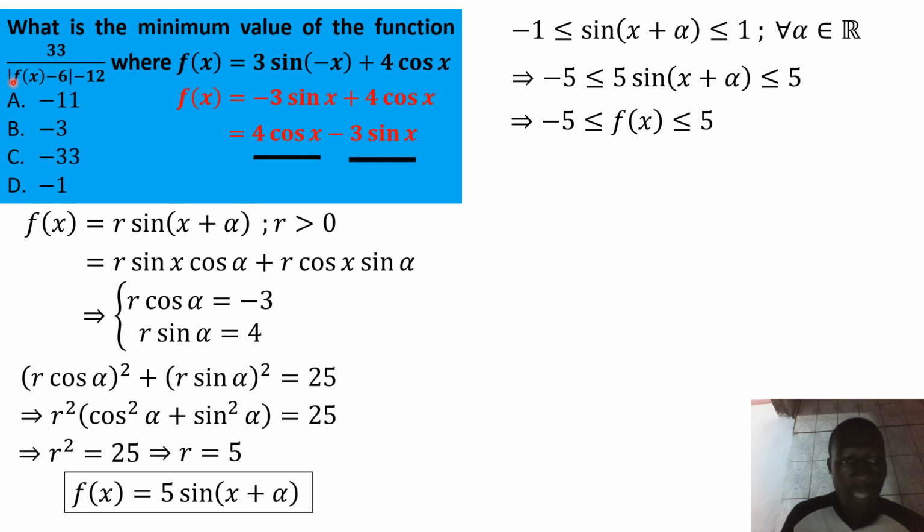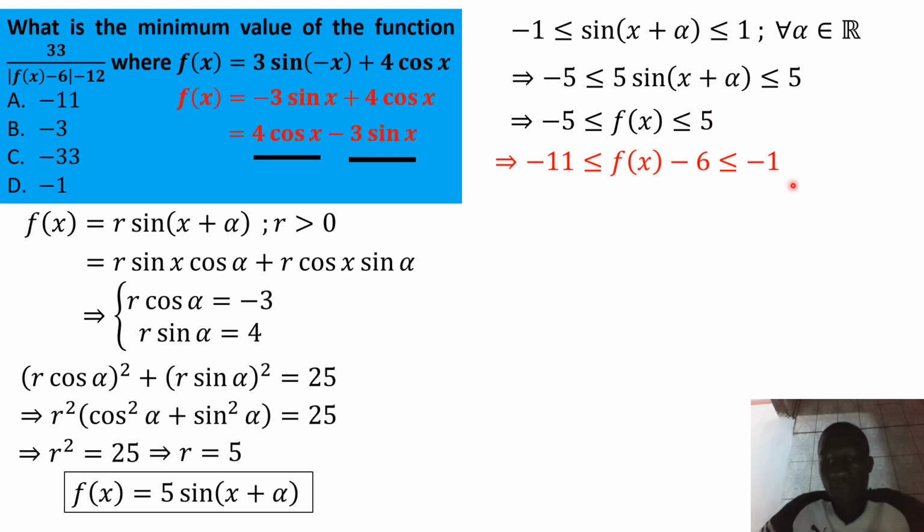Alright, so if we come now to our denominator, we are done with f of x, but now we need f of x minus 6, so we have to subtract 6 all through. So -5 minus 6 is -11, and at the center, that's the middle term, we have f of x minus 6, and then here we have 5 minus 6, which is -1.